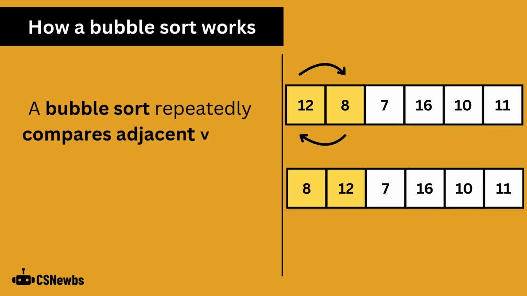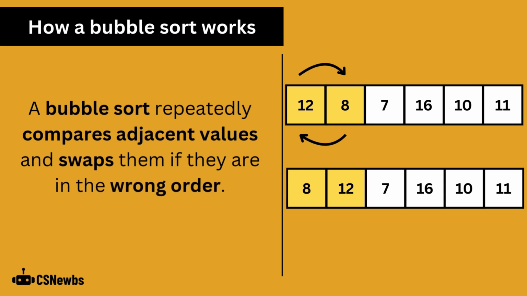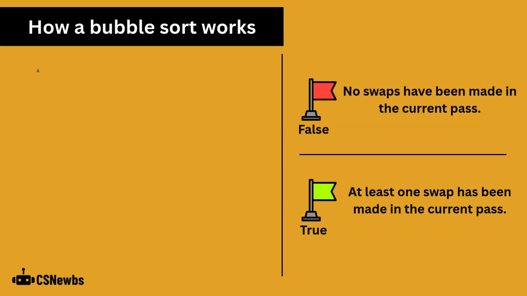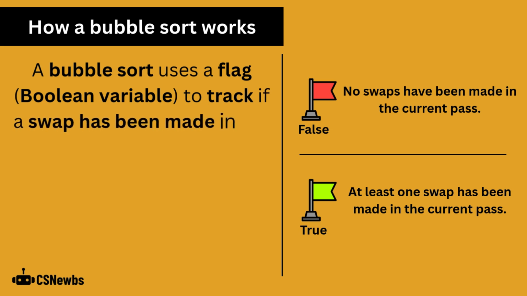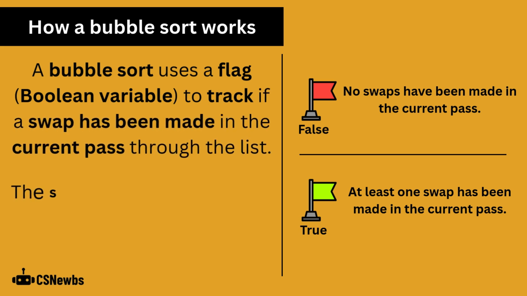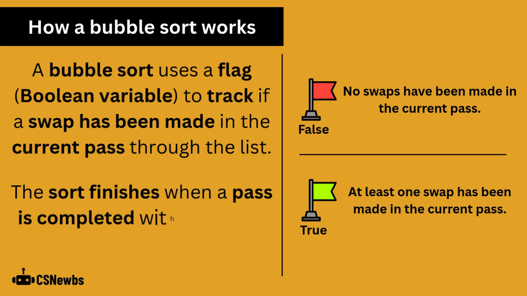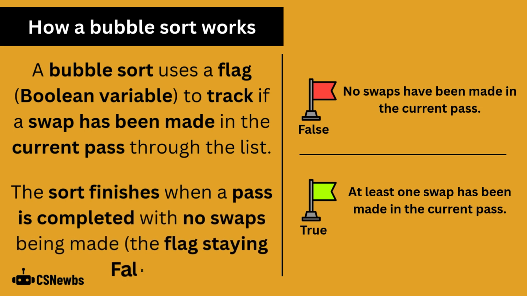A bubble sort repeatedly compares adjacent values and swaps them if they are in the wrong order. A bubble sort uses a flag, which is a Boolean variable, to track if a swap has been made in the current pass through the list. The sort finishes when a pass is completed with no swaps being made. That would be the flag staying false.